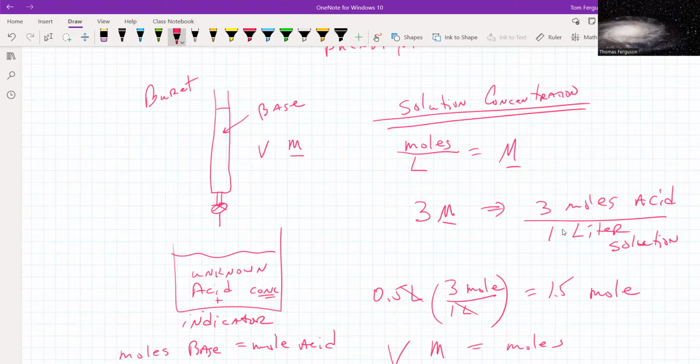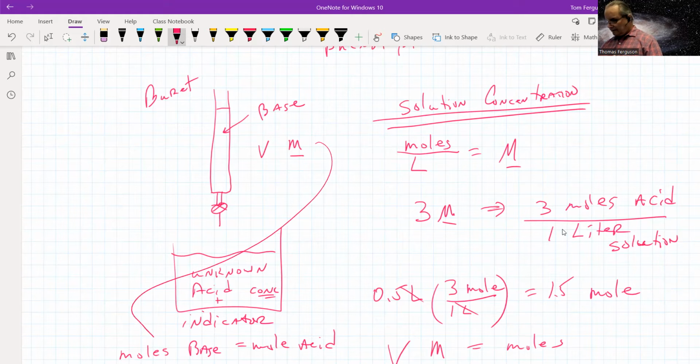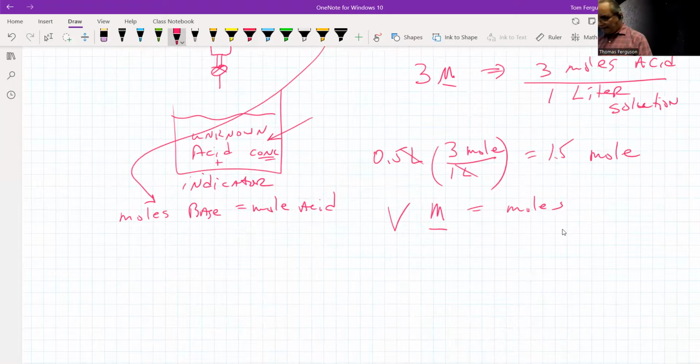If we multiply the volume we use to achieve neutrality times the concentration of that base, we'll know how many moles of base we use. Down here, we're going to put a known volume of acid in there with a pipette. What we don't know is the molarity, the concentration of the acid. We're going to also use the VM again. So basically, we're going to have this equation every single time. We want moles of base.